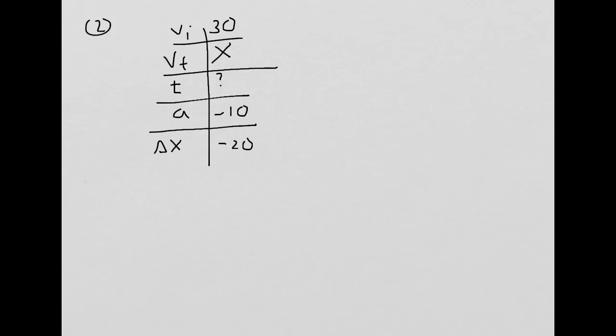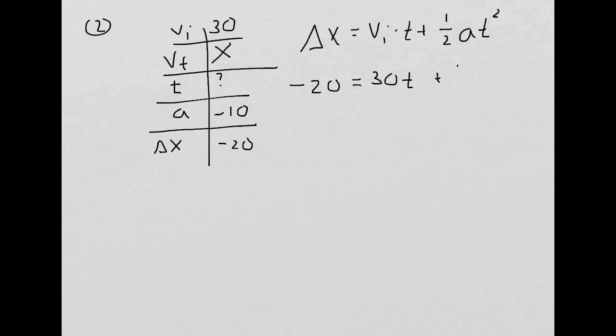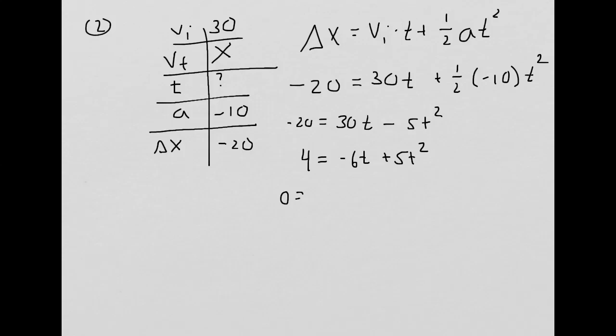So plugging into the same formula, delta x equals VI times time plus 1/2 acceleration times time squared. So negative 20 equals 30t plus 1/2 negative 10t squared. Can simplify that. So negative 20 equals 30t minus 5t squared. Divide across by negative 5, so 4 equals negative 6t plus t squared. Set it equal to 0. Oops, that should have been 1t squared. Okay, so set it equal to 0, and I get t squared minus 6t minus 4.